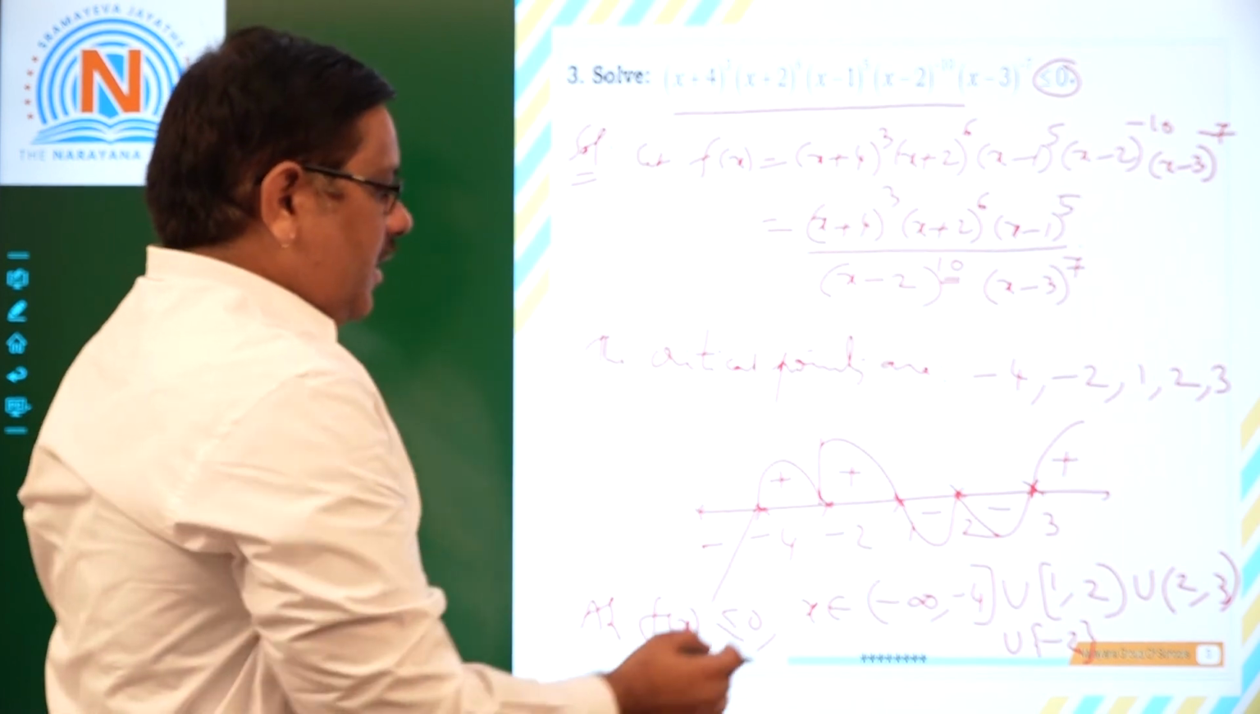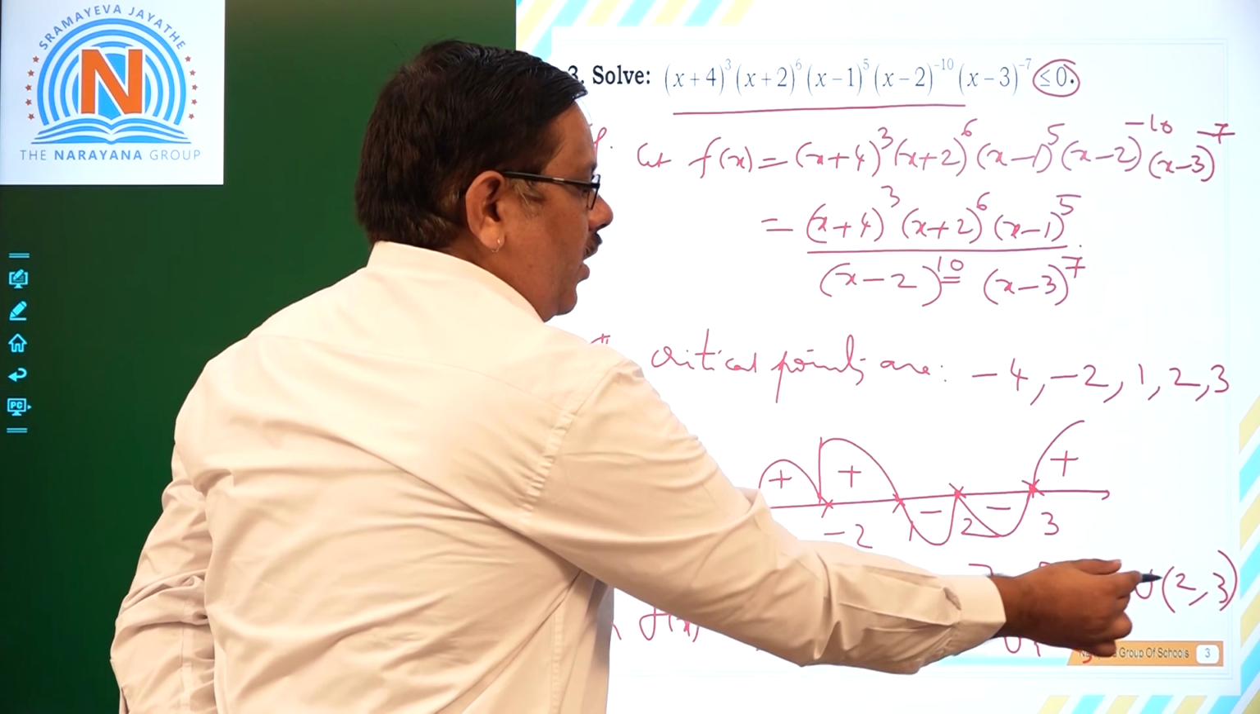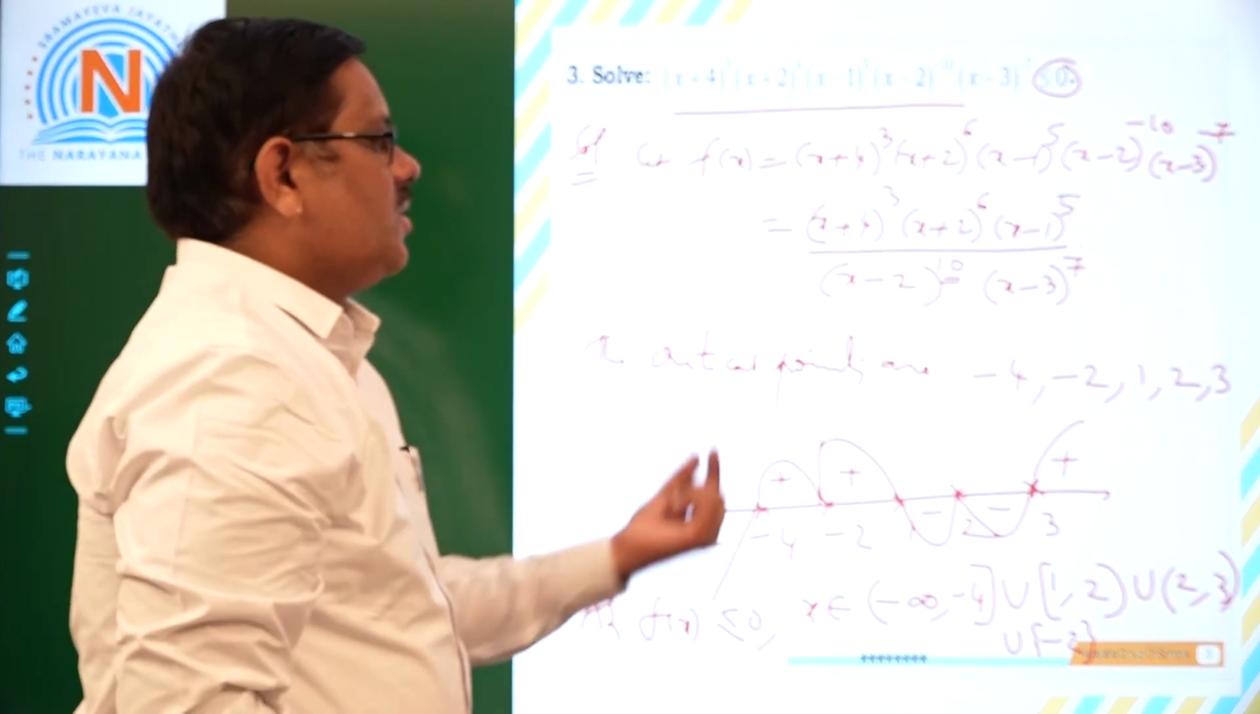So here the solution set is x belongs to minus infinity to minus 4 union 1 to 2 union 2 to 3 union minus 2. That is the solution set for the given inequality.